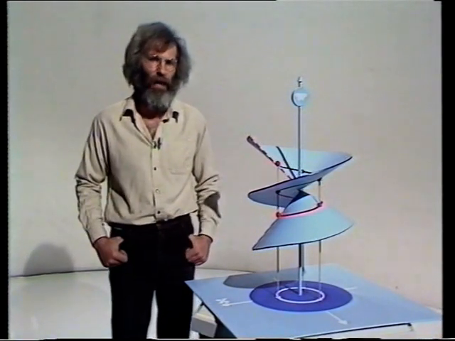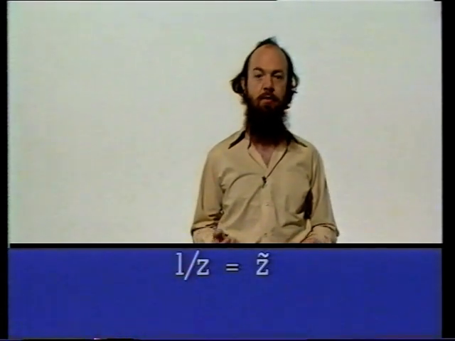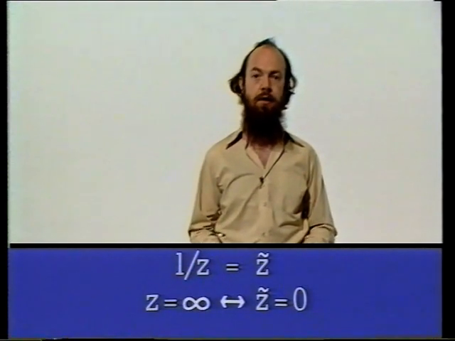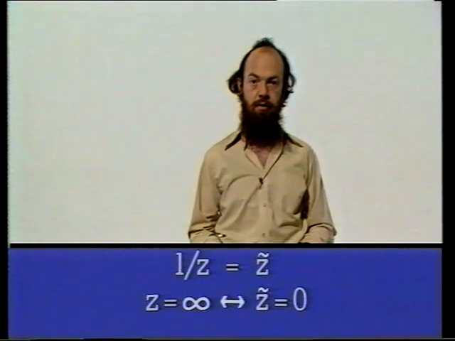Let's compactify that first. All you have to do is add a point at infinity to the z-plane, and that turns the plane into a sphere. Remember how that works. You define a new variable, z tilde, equal to 1 over z. And you take the point z equals infinity to be z tilde equals 0.